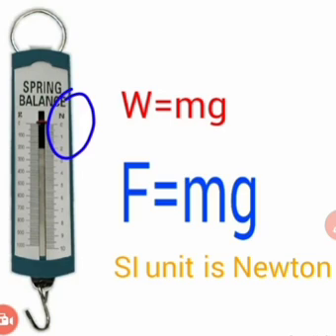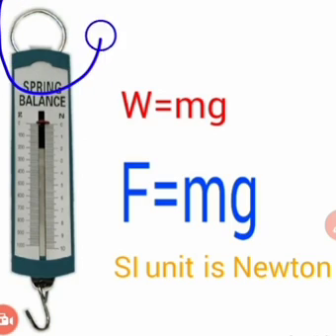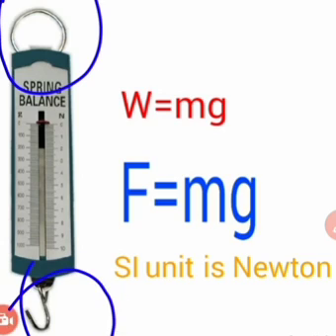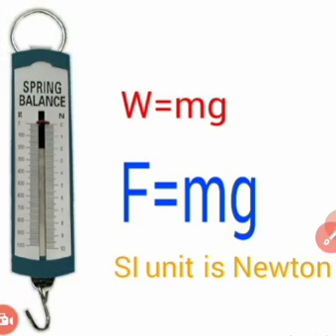We know that W is equal to mass into acceleration due to gravity. Now the SI unit of mass into gravity is Newton. So this spring balance is calibrated in Newton. It hangs from above and consists of a spring with a hook at the bottom, where we can attach an object.